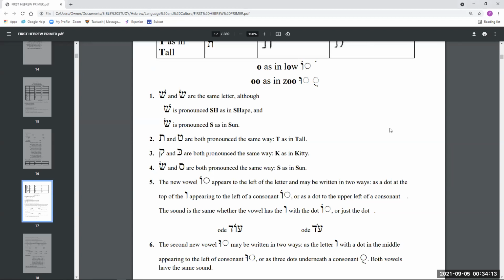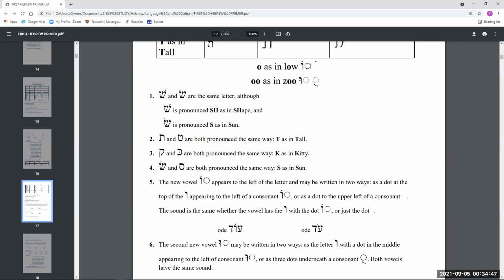All right, Toda. So last week, we introduced the O class vowels. We introduced the cholam vav, sometimes called the cholam male, and that gives us that long O sound as in low. And right next to that, I don't know if you can barely see it, but that dot right there is just the cholam, right? And that is the same O sound as in low.